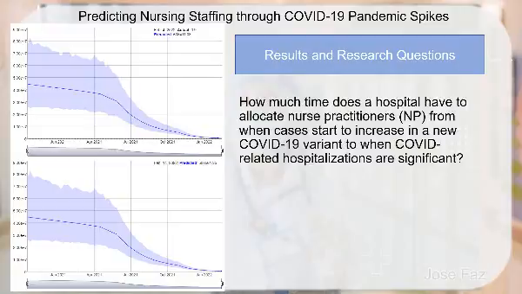One question is how much time a hospital has to allocate nurse practitioners, from when cases start to increase with a new COVID variant to when COVID-related hospitalizations become significant. The model I built helps a lot in answering this. We can feed the model data to predict a target variable, and in my paper I talk about the example of a big hospital.